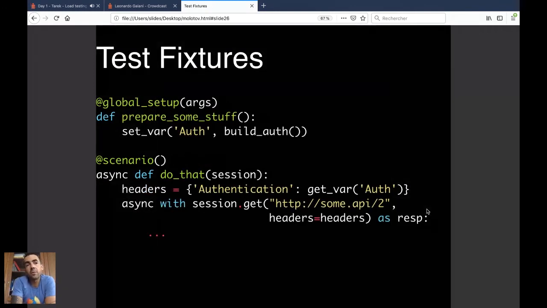You can also write some test fixtures. For example, if you need to set up some authentication headers when you do some testing against a web service, you can use the global setup decorator, which is basically a decorator that's going to be called before the test starts, and where you can do some setup. Like here, for example, I'm building the auth header I'm going to use in every call.